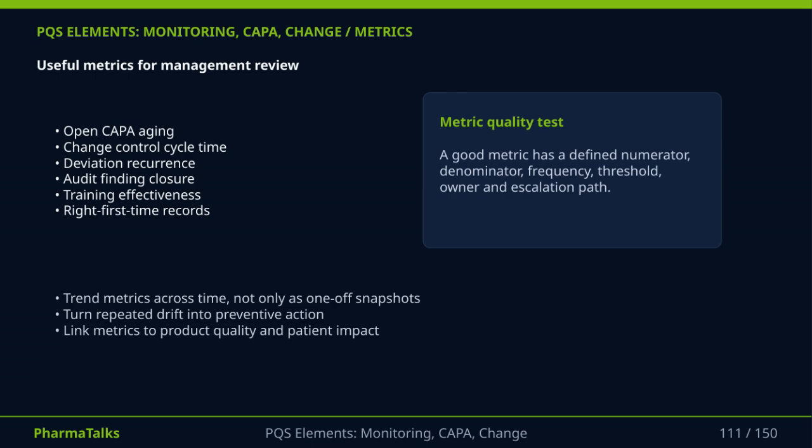Moreover, metrics are most valuable when they show trends over time rather than just snapshots. Tracking trends helps us identify repeated drifts and take preventive actions before problems escalate. Importantly, each metric should be linked to product quality and patient impact, ensuring that our focus remains on delivering safe and effective products. This approach strengthens our pharmaceutical quality system and supports continuous improvement.